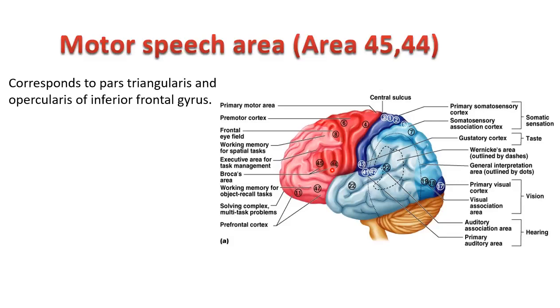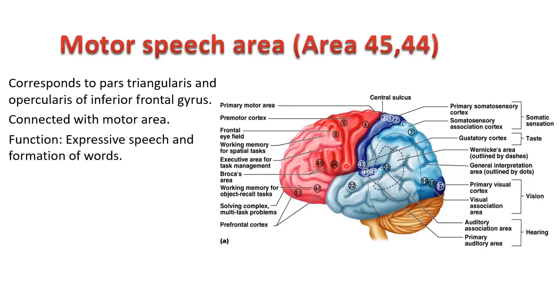So for production of words, you need visual stimuli, auditory stimuli, and input from other sensory areas. It also has connections with the primary motor area. So it is also connected with the motor area, for expressive speech and formation of words. If there is a lesion to this area, then what you get is expressive aphasia, or motor aphasia, is called expressive aphasia.